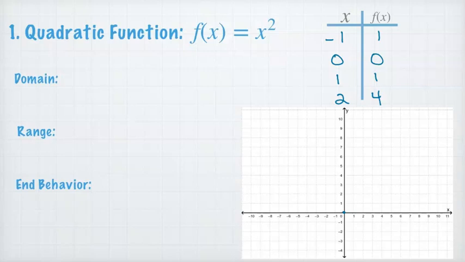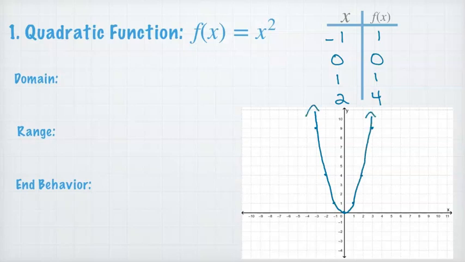It's got a vertex, which is this lowest point, and then there's a point at (1, 1), there's a point at (2, 4), and then I can keep going even if I don't have my table all filled out. 3 squared is 9, so I'll have a point at (3, 9). And then similarly on the other side, (-1, 1), (-2, 4), -3 squared is still 9. So I have this parabola. It looks like a U. It has a nice smooth curve at the bottom.